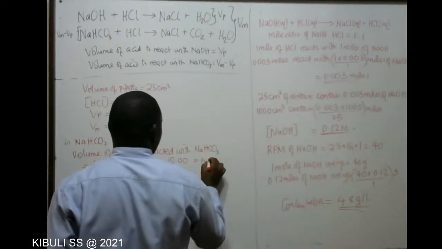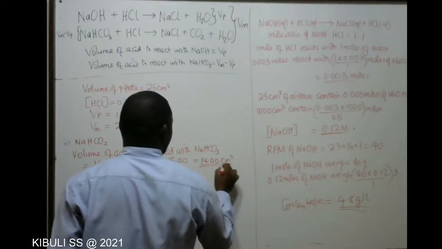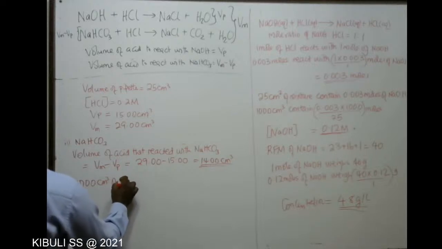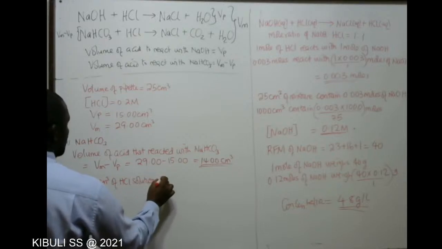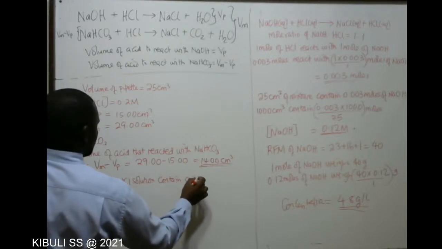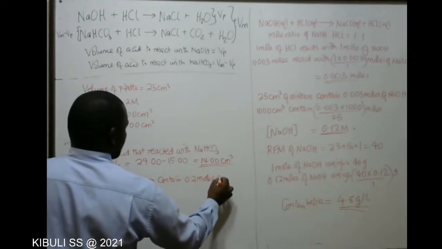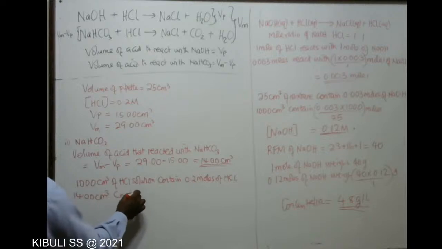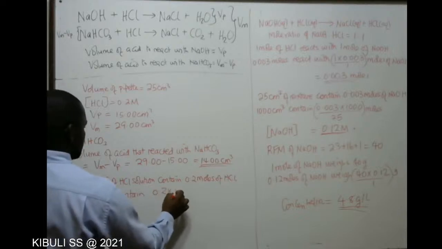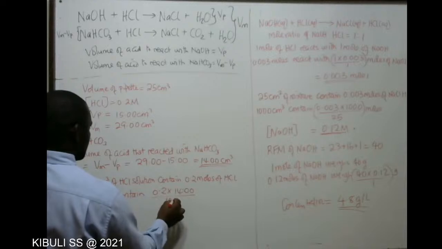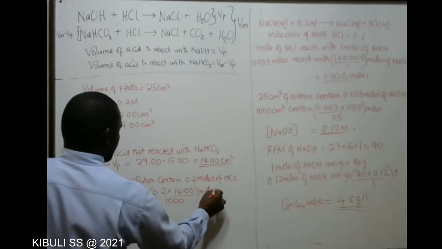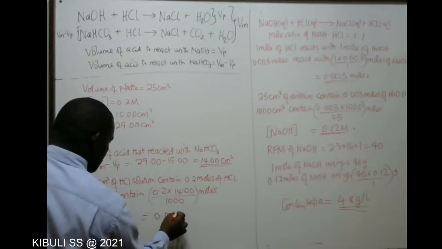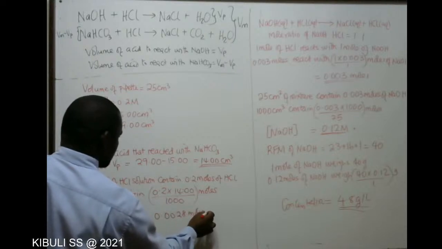remaining with 14.00 cubic centimeters. That's where you say that 1,000 cubic centimeters of HCl solution contain 0.2 moles of HCl. What about 14.00 cubic centimeters? Contain 0.2 times 14.00 over 1,000 of HCl. From the multiplication, we shall get 0.0028 moles of HCl.